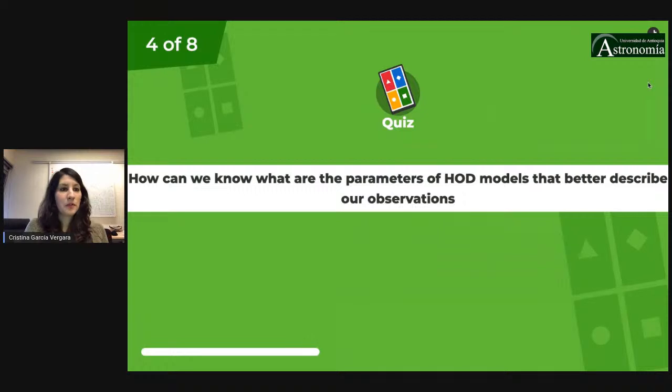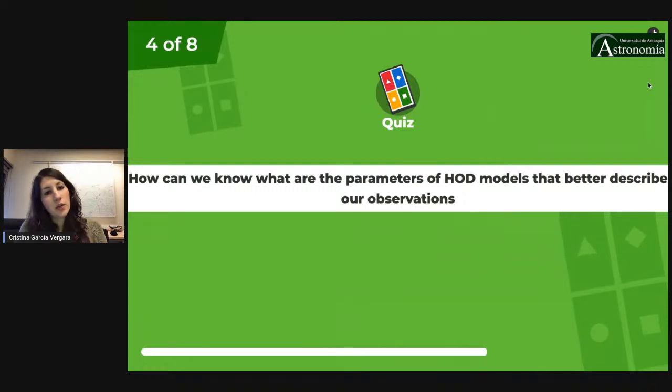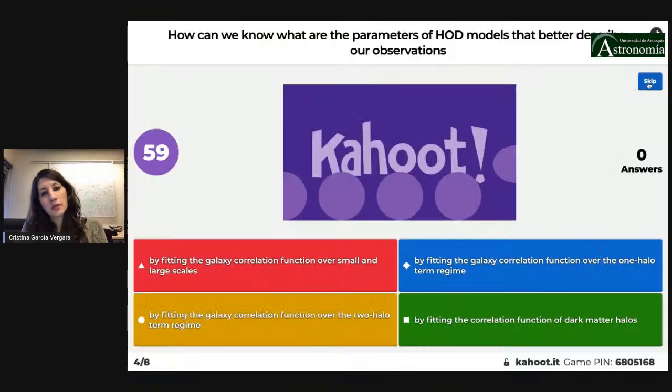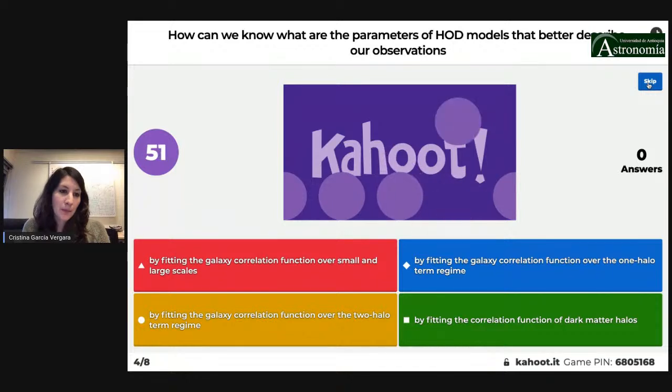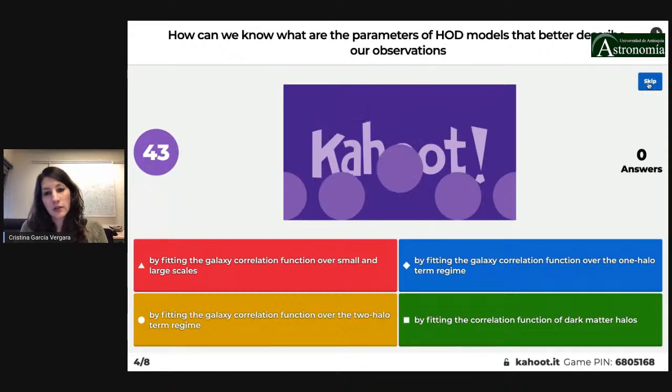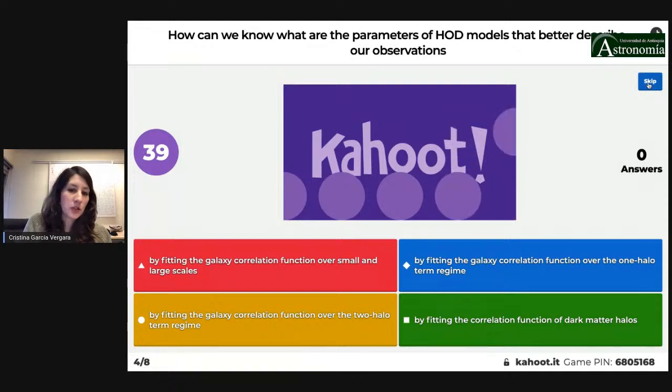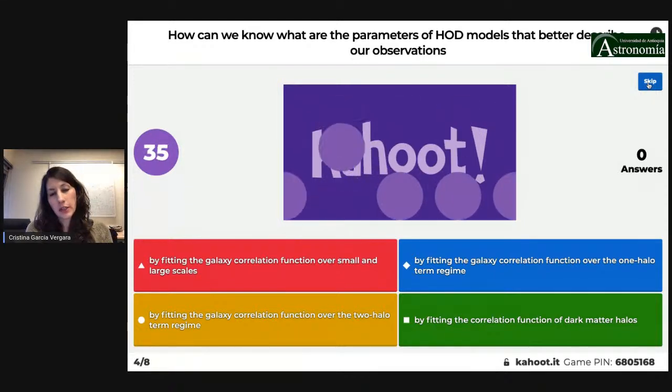Okay, question number 4. How can we know what are the parameters of halo distribution models that better describe our observations? By fitting the galaxy correlation function over small and large scales, by fitting the galaxy correlation function over the 1-halo term regime, by fitting the galaxy correlation function over the 2-halo term regime, or by fitting the correlation function of dark matter halos.